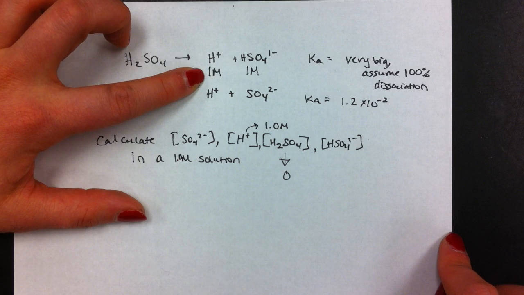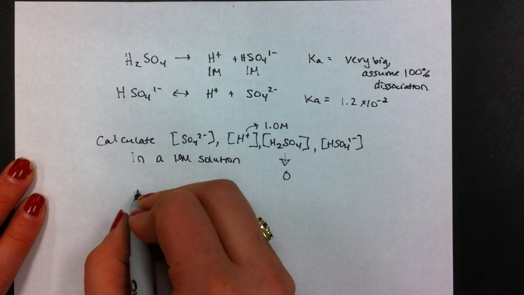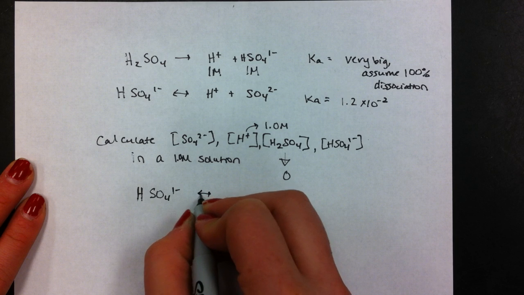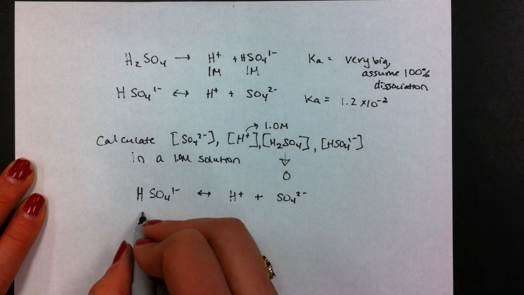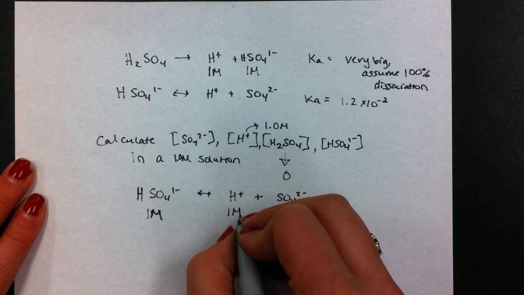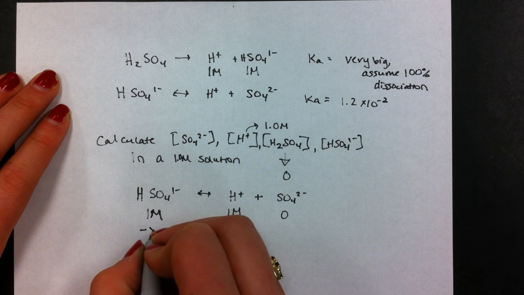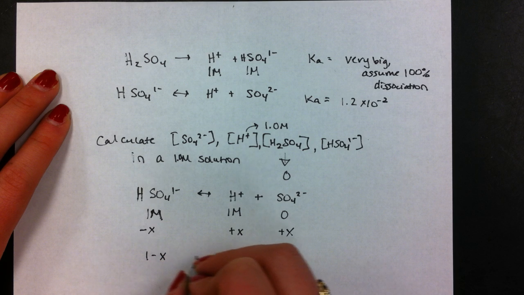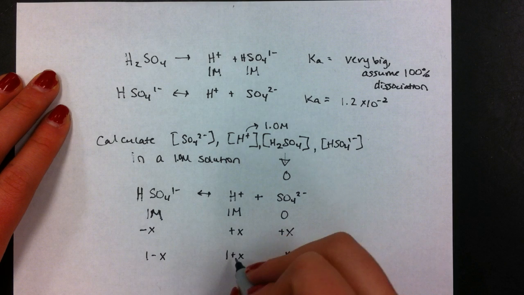So we now need to find the concentrations of these two, and we can do that using ICE and a Ka. We have HSO4 1 minus dissociates to H plus plus SO4 2 minus. And initially we have 1 molar, and initially we have 1 molar here, and initially we have none of this. So we lose X, we gain X, we gain X, and we get 1 minus X, 1 plus X, and X. We're going to neglect the X.